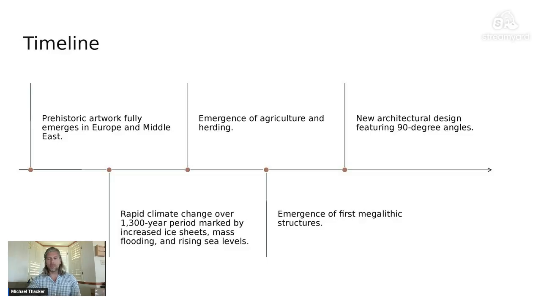Then beginning around 11,000, trying to remember the exact dates, let me see here. We've got around 10,900 BC, the Younger Dryas period, which lasted about 1,300 years. It was marked by increased ice sheets. The world cooled off. And prior to that time, we were coming out of the last ice age.